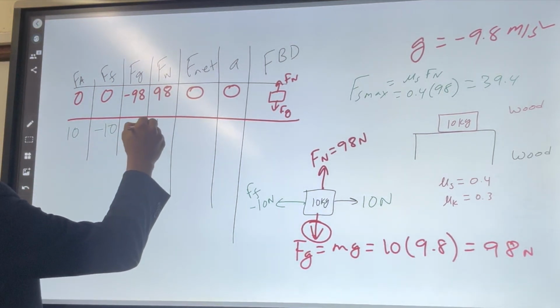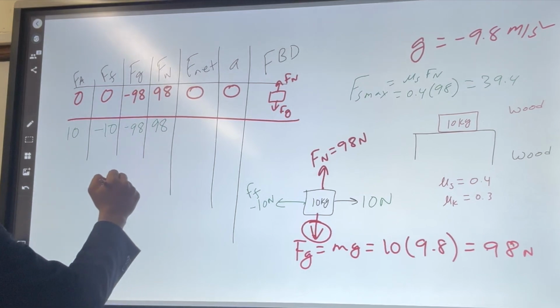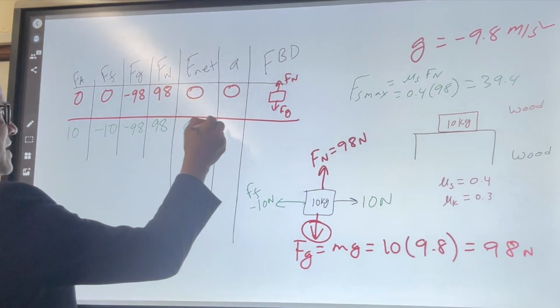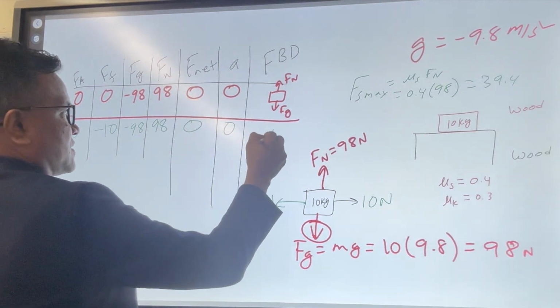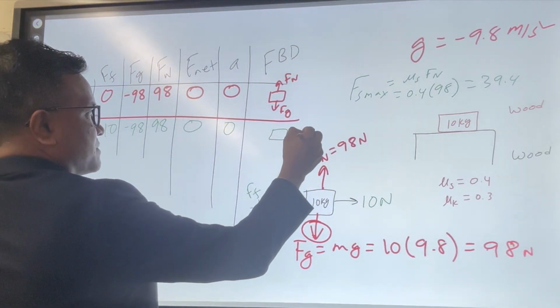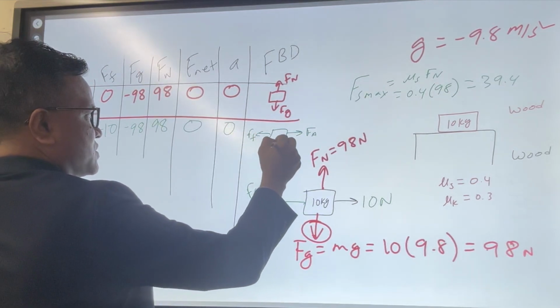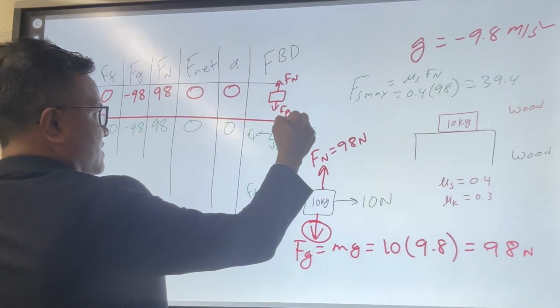The weight is the same, normal force is the same, net force is the same, 10 minus 10 is 0. If net force is 0, acceleration is 0. 4 forces acting on it. This is applied force, this is force of friction, this is Fg, and this is Fn.